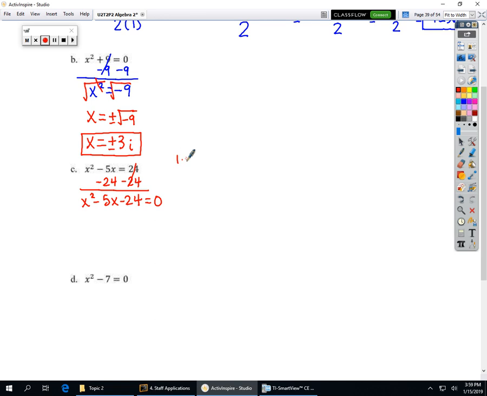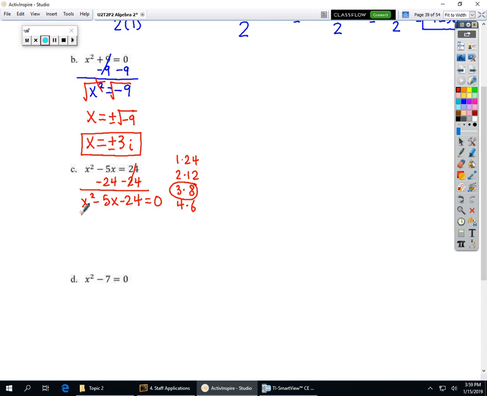Well, I got 1 times 24. That's the easiest. 2 times 12. 3 times 8. 4 times 6. Anything else? I don't think so. Which one of these make 5? It's got to be 3 and 8. I could do 3 minus 8 to get negative 5.